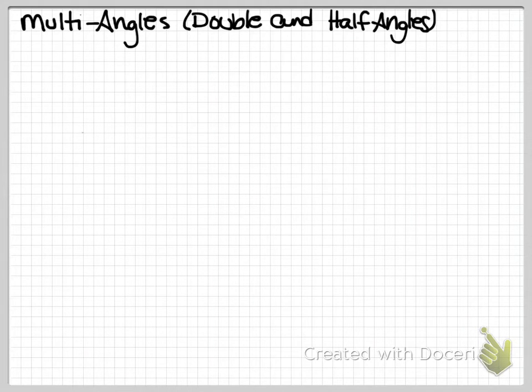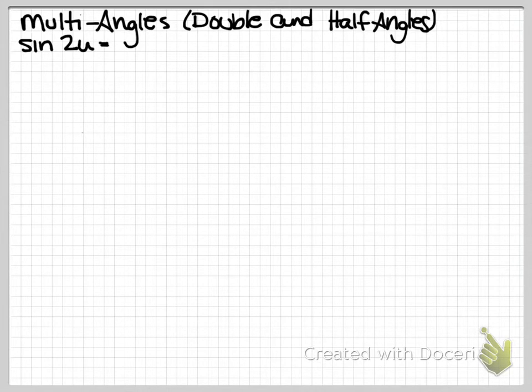This is the lesson on our multi-angles for this chapter, the double and half angle formulas. What I'd like to start out with is the double angles, and I want to show you where the formulas come from. Now the word double means we're taking 2 times something. So in this case, if I look at, let's say, sine, I want 2 times an angle.